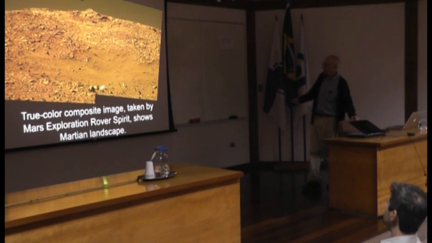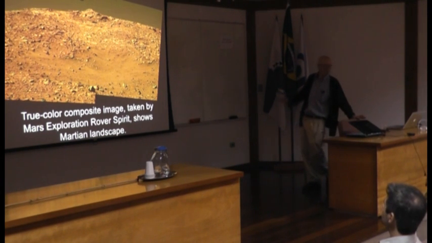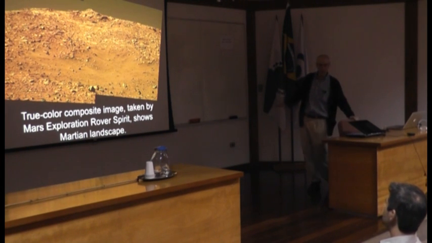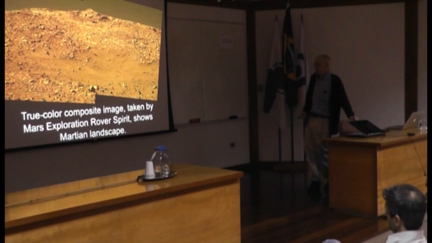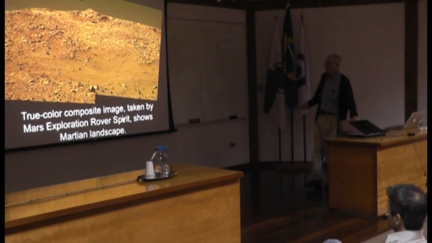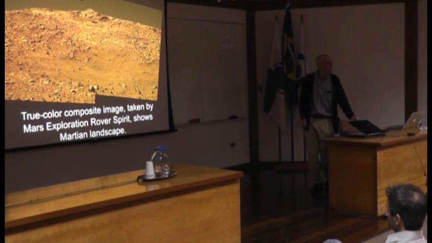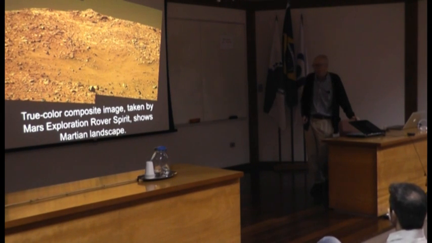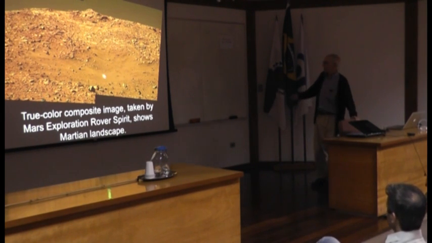This is a true color, supposedly. I mean, don't trust the computer and the projector, but a fairly true color image on the surface of Mars, taken probably the better part of a decade ago by Mars Exploration Rover Spirit. This lasted for about 6 or 7 years. The other twin, Opportunity, is still going. It's close up.